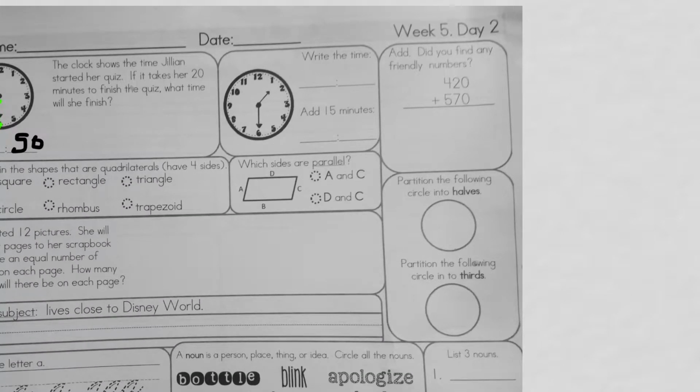Okay, next one. Write the time. The hour hand is the small one, so that's 1. And it's 30 minutes, so it's 1:30. Add 15 minutes to it. So 5, 10, 15 would put us right there. So that would be 1:45.